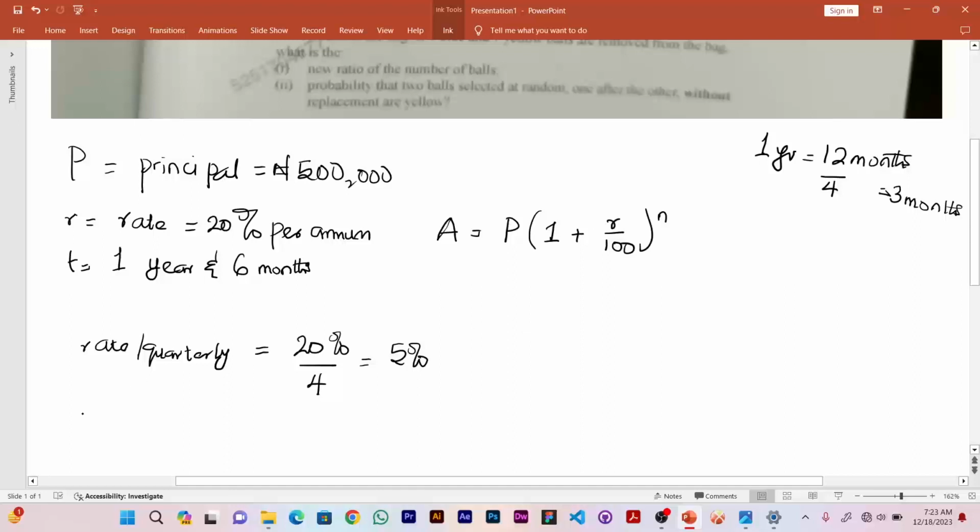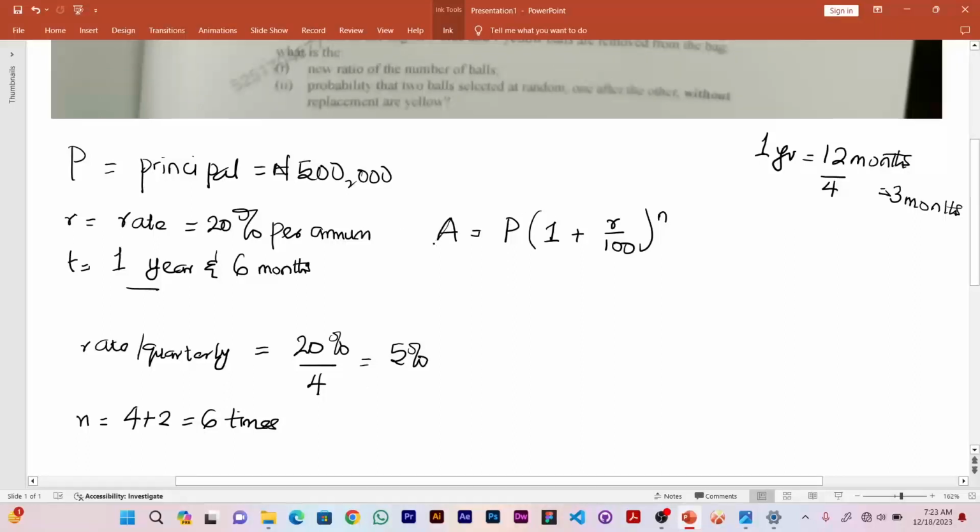Then the second technical part is that our N now is going to be how many times the interest was compounded. So in 1 year and 6 months, how many quarters can we find? In 1 year, we can find 4 quarters, that is 3 times 4 gives us 12 months. Then in 6 months, we can also find 2 different quarters, that is 3 months each. So 4 plus 2 will give us 6. So our n is going to be equal to 6 here.